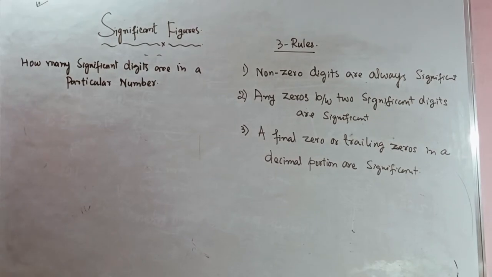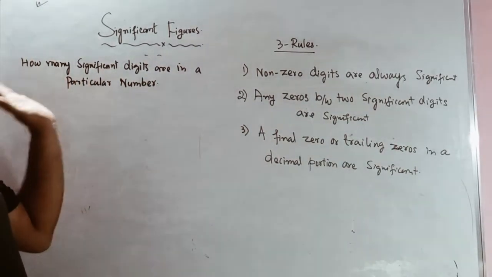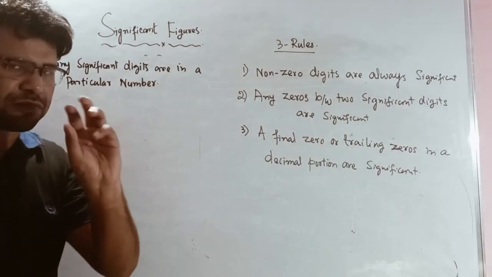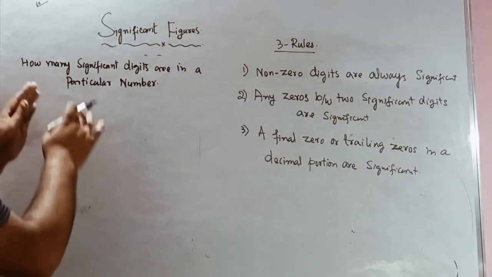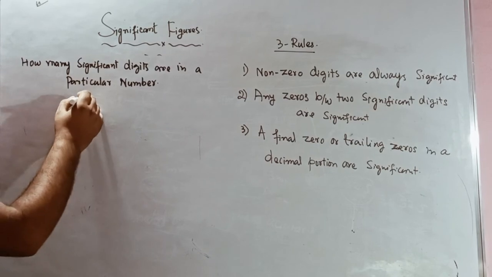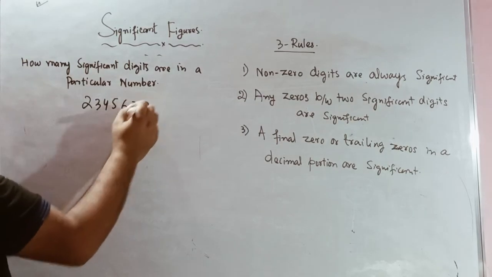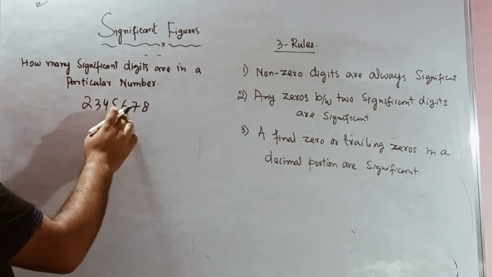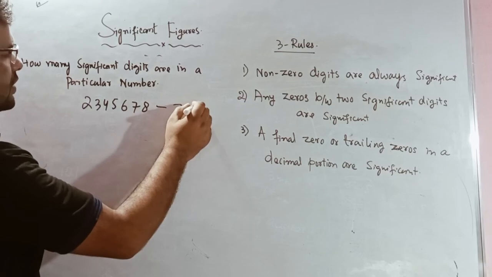Now you can see there are 3 rules for significant figures. The first question I have raised here is: how many significant digits are in a particular number? First we will see how to calculate the significant numbers. If I give you the number 2345678, how many significant figures are there? You have to count: 1, 2, 3, 4, 5, 6, 7. So there are 7 SF.